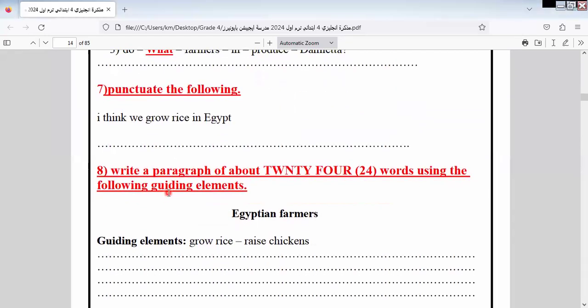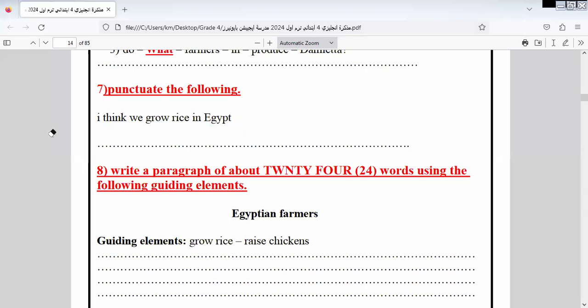Here we have a punctuation exercise. So what is the answer here? It will be: this is wrong. I will write it in capital letter. I would like you to pay attention, grade 4, that the pronoun I, if it comes in any place in the sentence, must be written in capital letter. It is the only pronoun that must be written in capital letter in the middle of the sentence, or at the end of the sentence, or at the beginning of the sentence. I think we grow rice in Egypt, so I put a full stop at the end of the sentence.